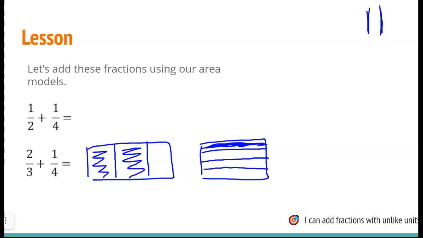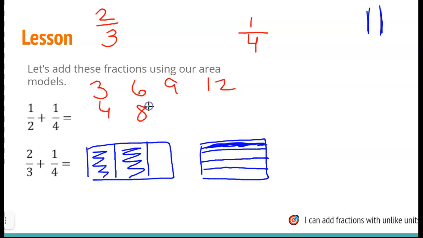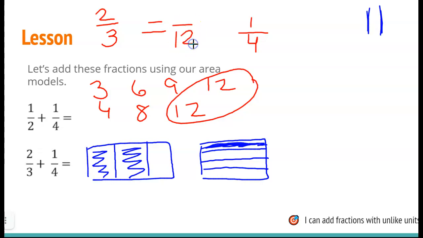Now I want to rename it as a similar unit. Now, when I'm thinking about this, I'm renaming 2/3, and I'm renaming 1/4. How am I going to do that? Well, I have to think about which multiples. So I can go 3, 6, 9, 12. I can go 4, 8, 12. Oh, wow. Okay, 12 is the same. Let's show how we get that. How are we going to change both of these into 12? How can we rename them into 12?